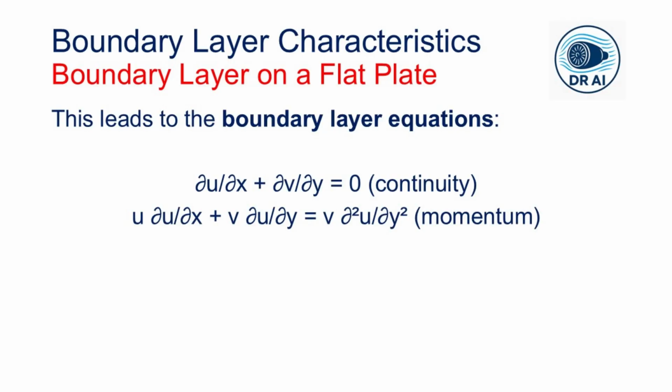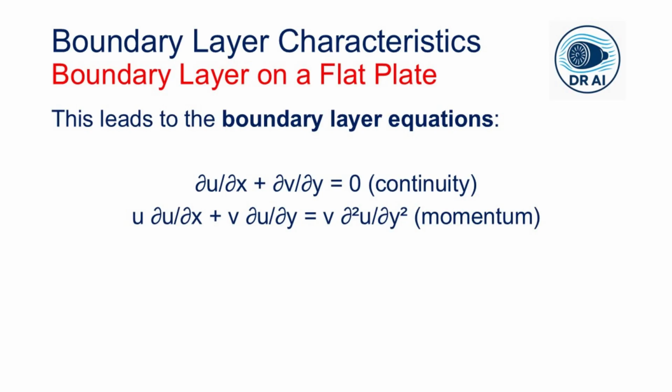The full Navier-Stokes equations governing the fluid flow are incredibly complex, nonlinear partial differential equations that no one has solved analytically for any shaped body. But Prandtl realized that for large Reynolds number flows, we can simplify it. Because the boundary layer is thin, the velocity normal to the plate is much smaller than the velocity parallel to the plate, and changes across the boundary layer are much greater than changes along it.